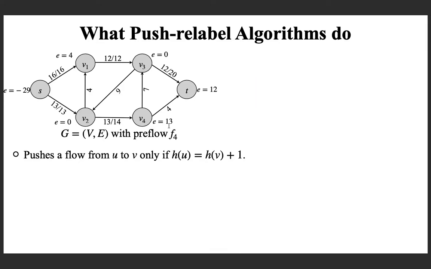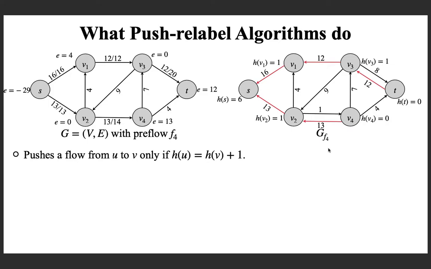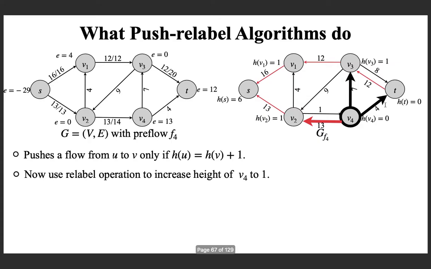You come up with its residual network induced by F4. This is the one. Look at an intermediate vertex having excess flow, which is 13. Look at its neighboring vertices and see that now the height of this vertex is 0, and all the neighboring vertices have height greater than or equal to 0. So use a relabel operation. Now you are using it to increase the height of this.